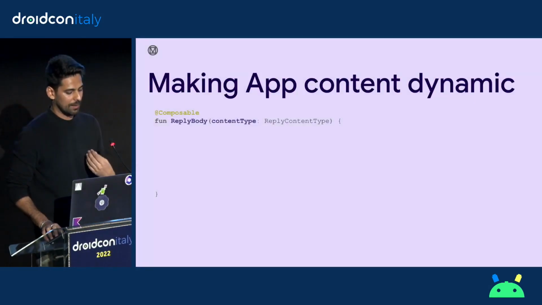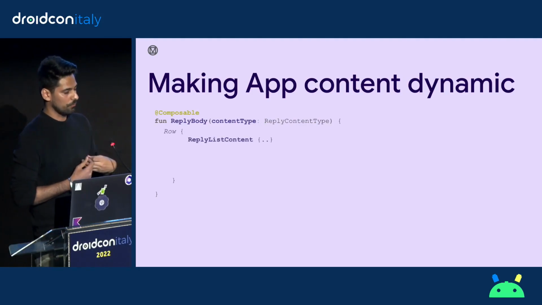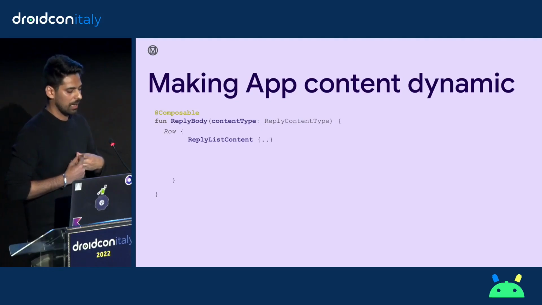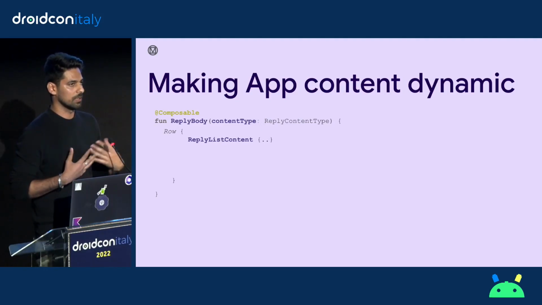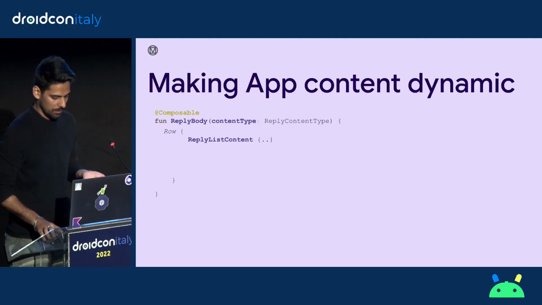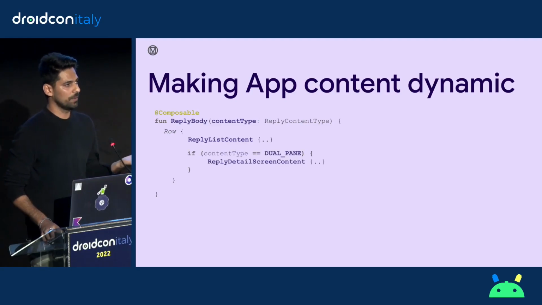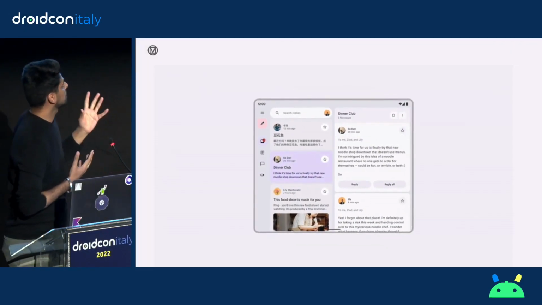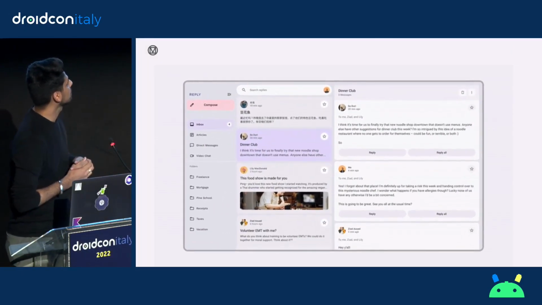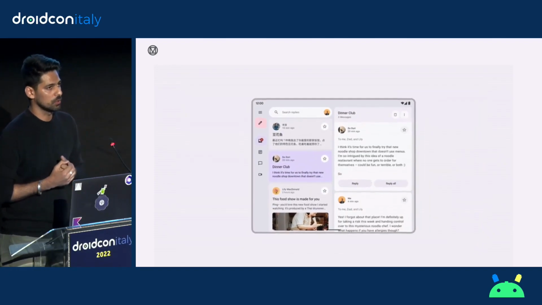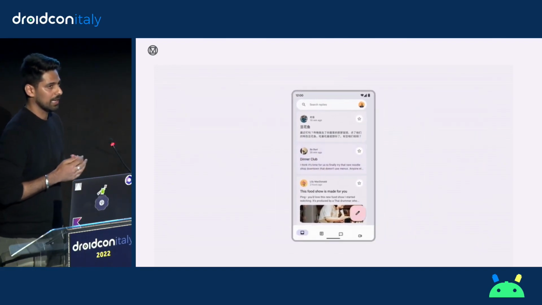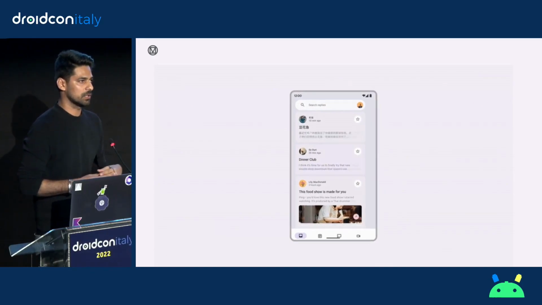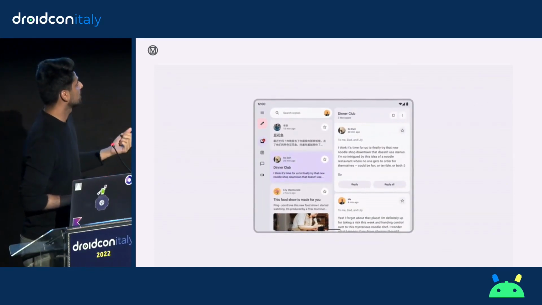So now to make our app's content dynamic, we can put it in a row fashion where we know that our first items, the list items, are always visible. But if our content type is dual pane, we want to show the detail screen as well. We took these easy steps to make sure we have a different kind of navigation. We can have both single or dual pane depending on it. And it already enhances user experience on making apps for large screens.